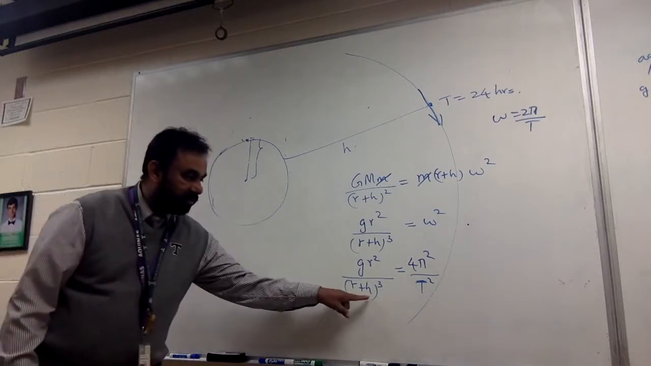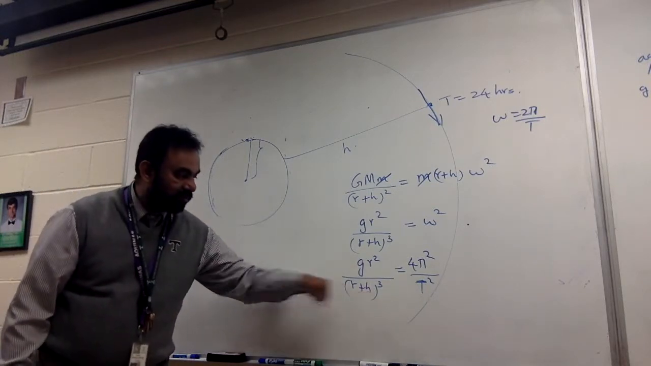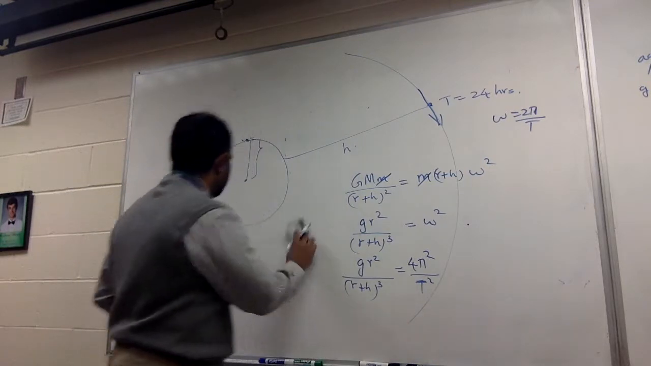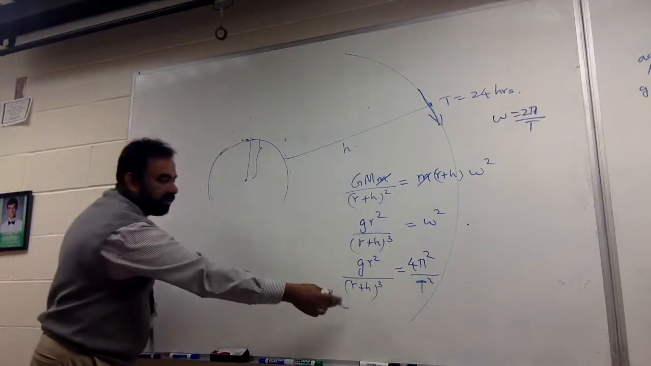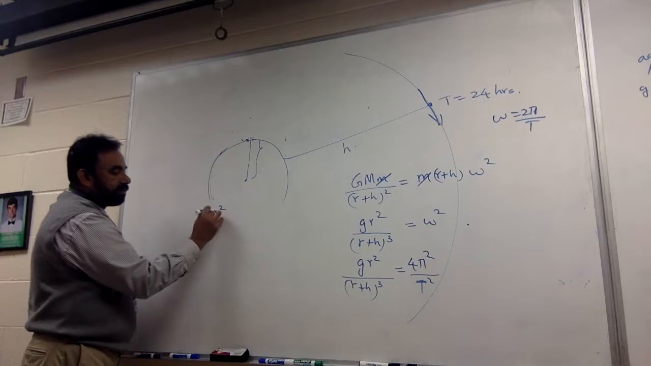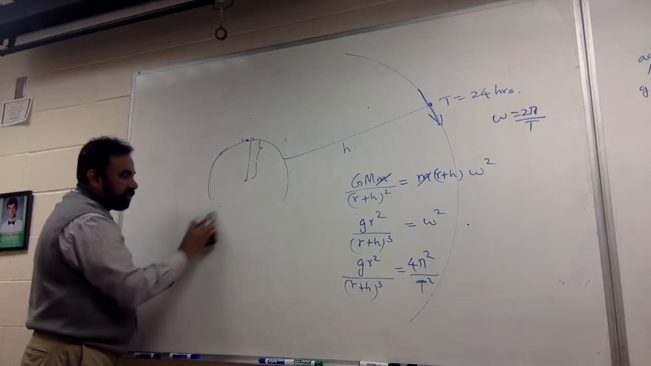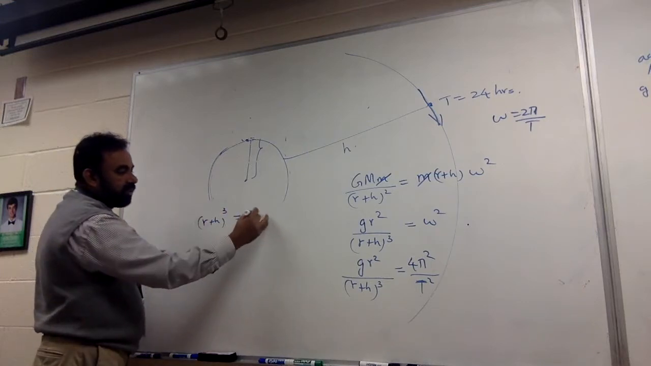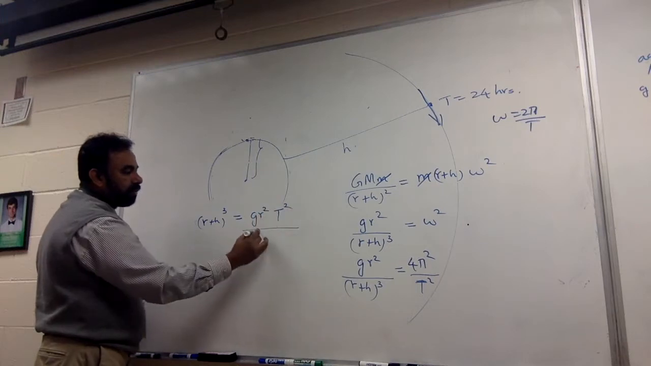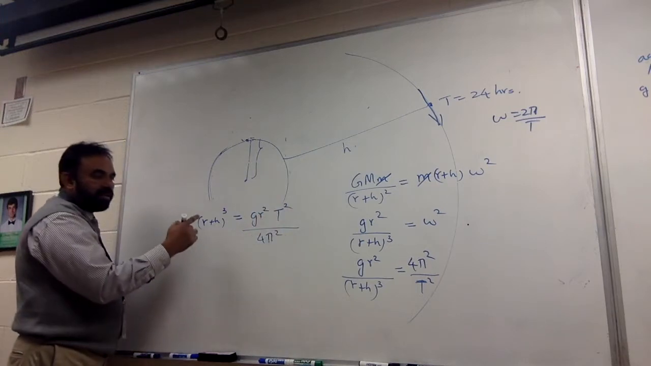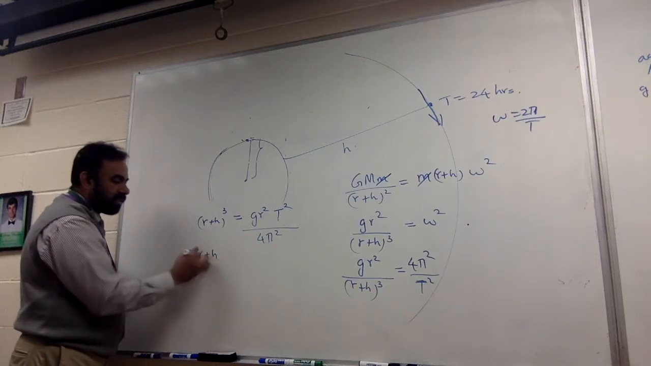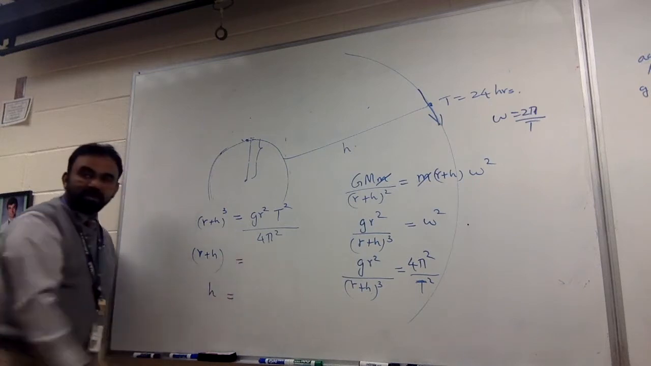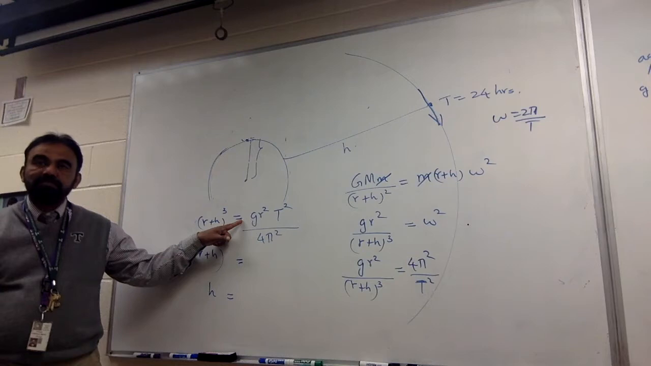And what are you trying to find out? The height. How do you bring the height from that equation? You have to get R plus h first. So (R plus h) cubed is equal to gR squared times T squared over 4 pi squared. Get this, and then get R plus h, and then get h. So you've got multiple steps to do. Find this first. Then take the cube root.